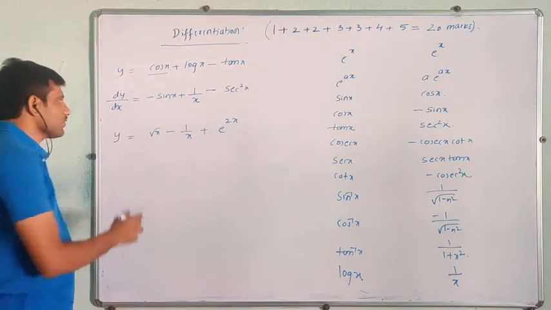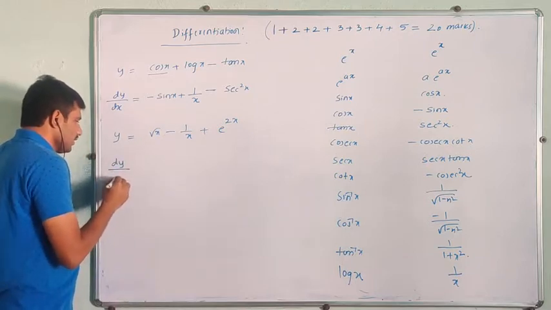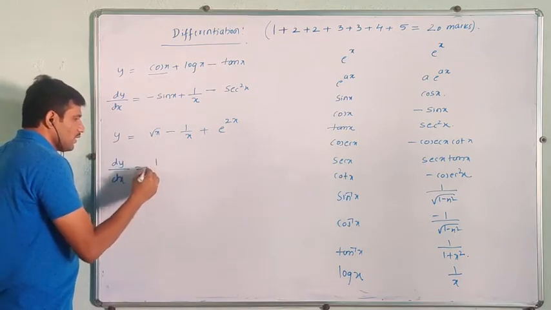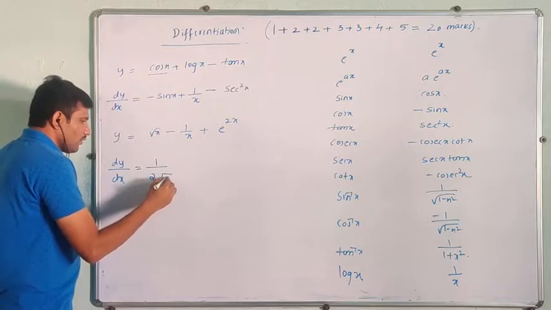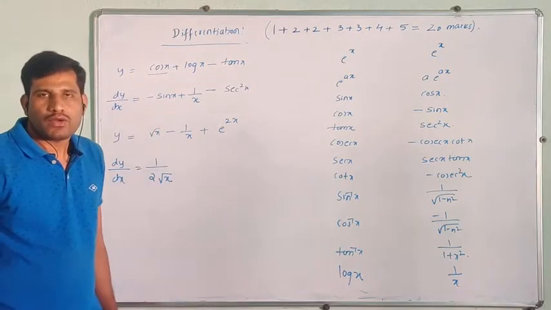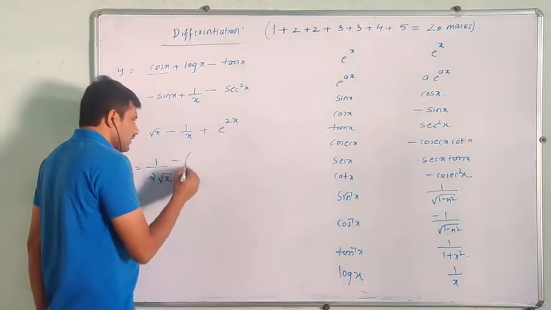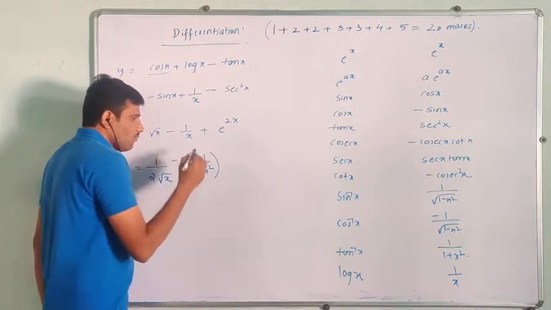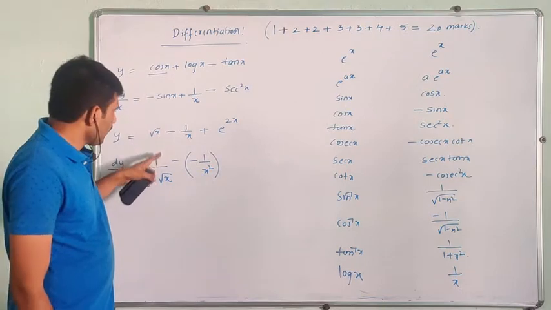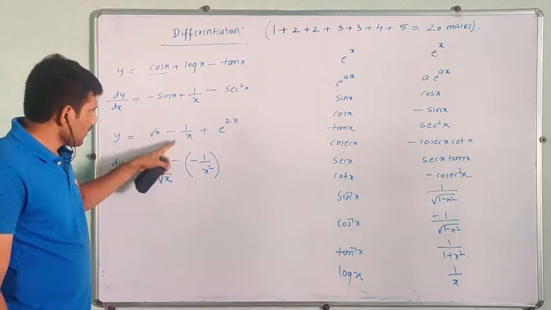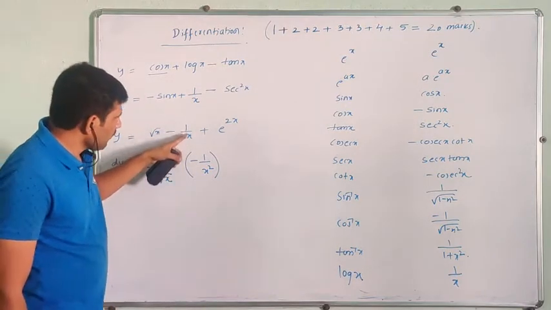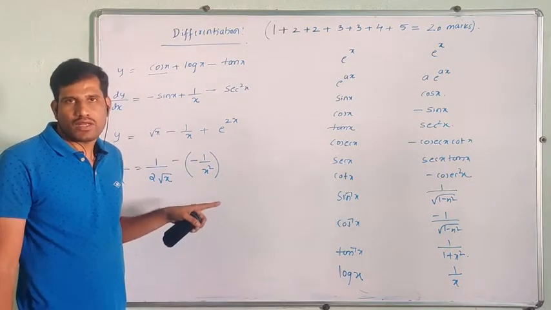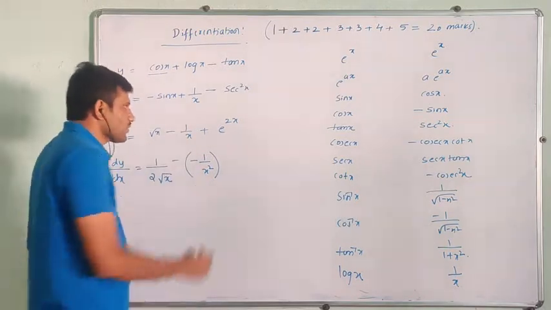Differentiate this function. So that is dy by dx. See, what is the derivative of root x? Earlier I told you the formula. The derivative of root x is 1 by 2 root x, minus, keep this minus as it is. What is the derivative of 1 by x? Already I have given the formula. The derivative of 1 by x is minus 1 by x square.